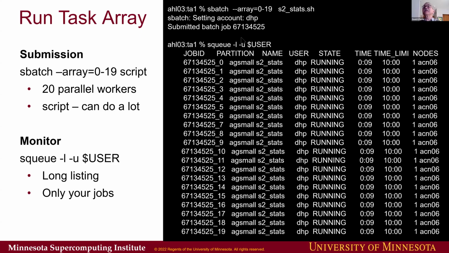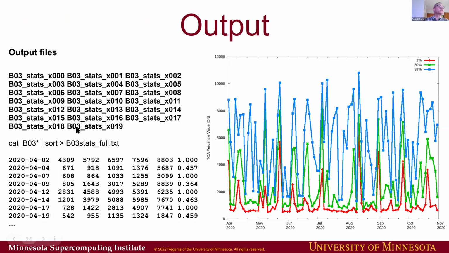And by the time I ran this squeue command, all of the jobs were running. So I had 20 jobs running at the same time, processing data in parallel. When they finished, I ended up with these 20 files where the output went. And I can just use a simple Linux command to concatenate all of these together. I sort it to make sure that the dates come out in order and end up with a file that looks something like this, where I have these percentile values.